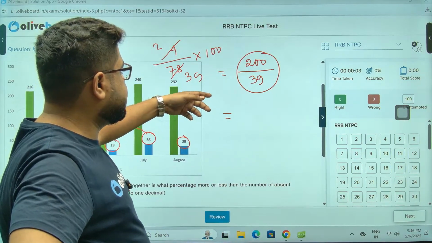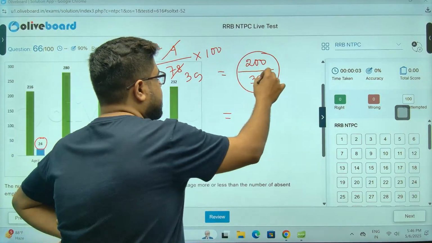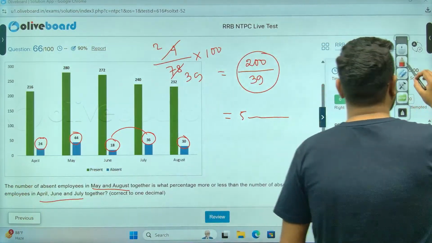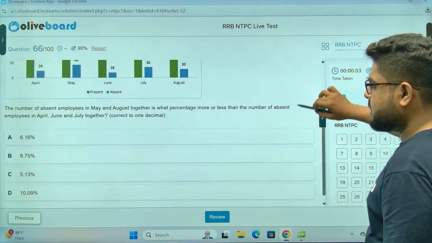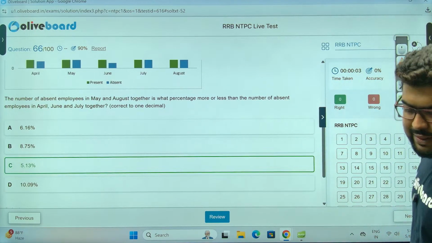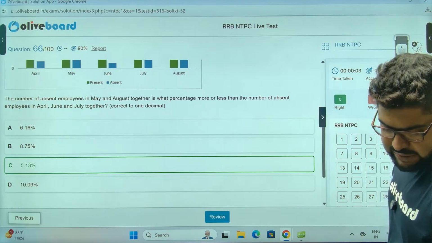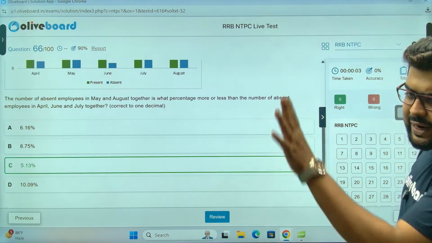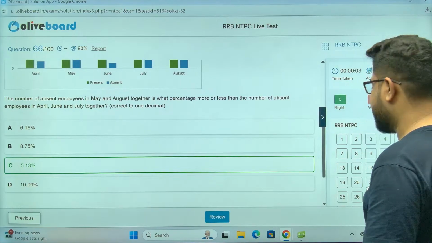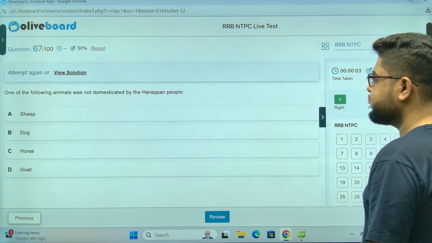So it will be 5 point something percentage. Let's see, sir. 5.13 is the only option, sir, because 200 by 39. That is how we did. Yes, 5.13, that's the only option, right?